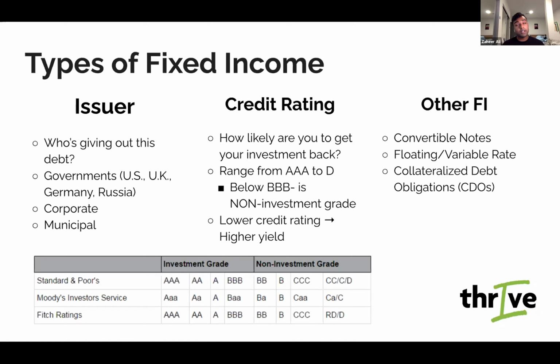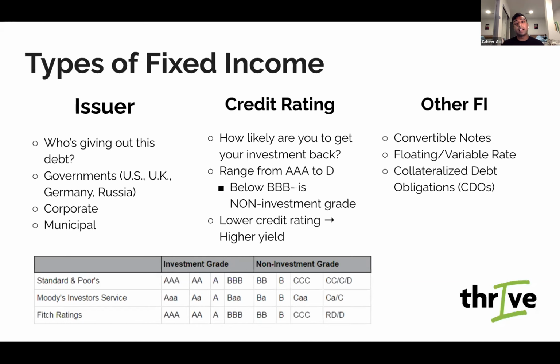And then there's other types of fixed income that you can get into. There's convertible notes. So with that, you can think of it as, you have a friend who has a startup, you're giving them some money to get the startup off the ground. They're using that money to invest in the startup, but then that money that you put into the startup now represents an ownership interest for you. So the money you're putting in becomes your ownership stake in the company.